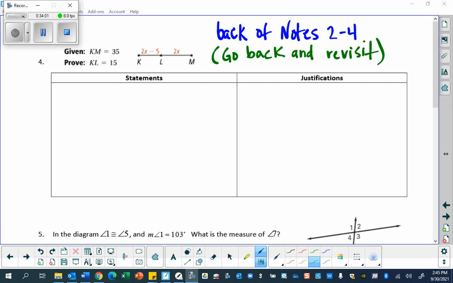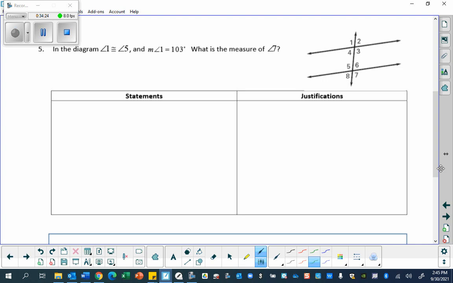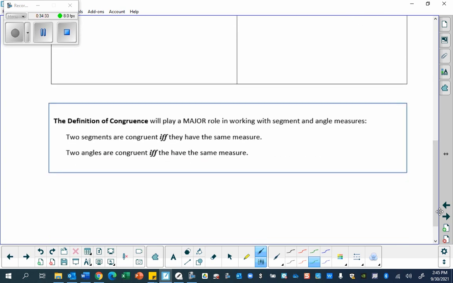On the back of notes 2-4, now that we've talked about some of the things like segment addition and substitution, maybe this will be an easier task for you to look at. Looking down here at these angles, maybe now you can start seeing some conversations between the angles that might help. I love this note down here that says your definition of congruence is going to play a major role in working with segment and angle measures.